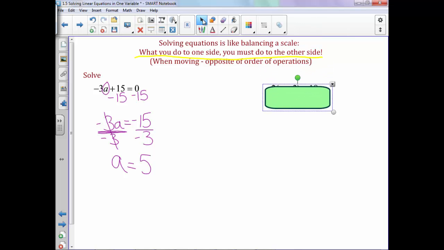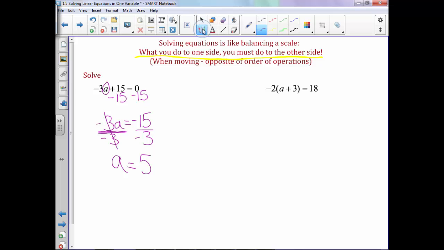On this next one, first off, we need to distribute because we need to get all of our grouping symbols out of the picture before we can add or subtract from both sides. So first off, when we distribute this negative 2, we get negative 2a minus 6 equals 18.